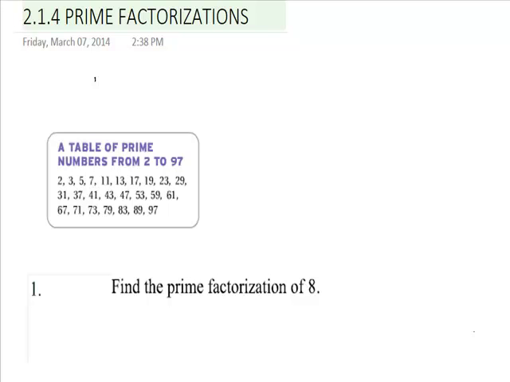All right, in the previous lesson, we took a look at numbers and we were trying to determine if they were prime, meaning that they were greater than 1 and the only factors they had were 1 and themselves, or composite, meaning that they had other pairs of factors. So now we're going to use that idea and we're going to find what's called the prime factorization of a number.